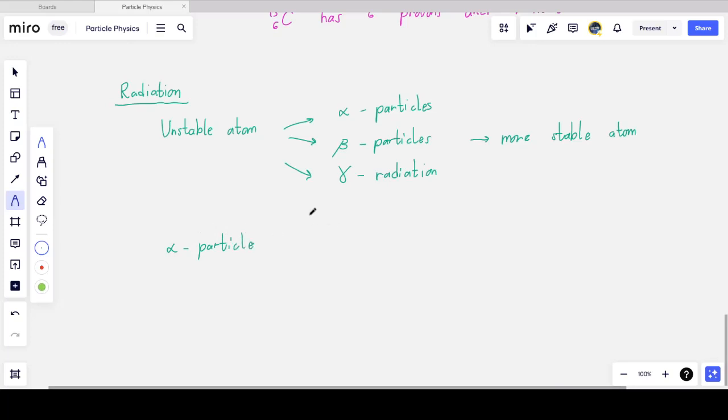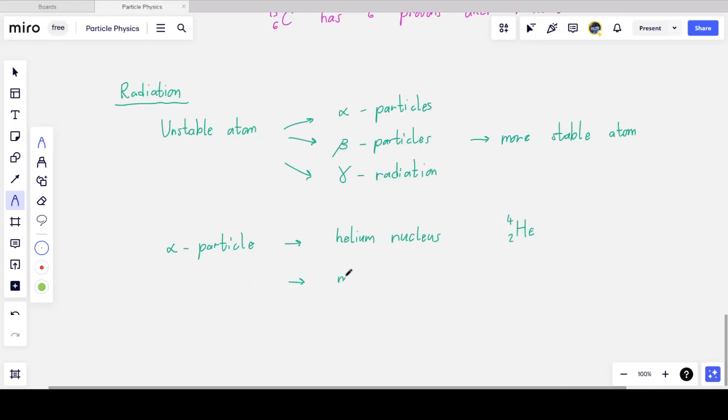Let's describe first an alpha particle. Simply put, an alpha particle is a helium nucleus. It is the nucleus of a helium atom, so it's the helium atom minus the electrons. Essentially, it would be written as He, the symbol for helium, with 2 protons and 2 neutrons, so the proton number is 2 and the mass number is 4.